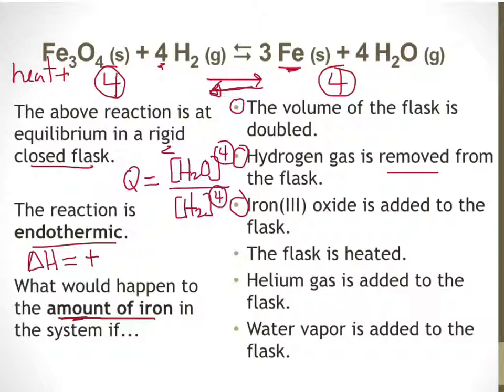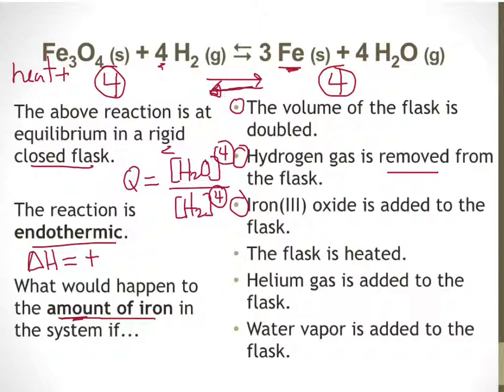If you add iron oxide to the flask, from a non-AP exam perspective, we would simply say that the iron oxide is a solid. Therefore, adding some solid has no effect on the equilibrium. There'll be no change. From a reaction quotient perspective, the iron oxide is not part of the expression for Q. Therefore, adding iron oxide has no effect on Q. Q is still equal to K. The equilibrium is not disturbed. The iron does not change.